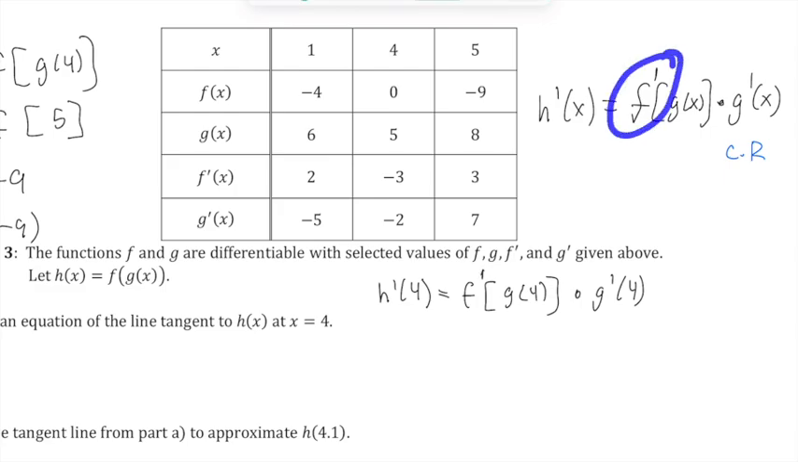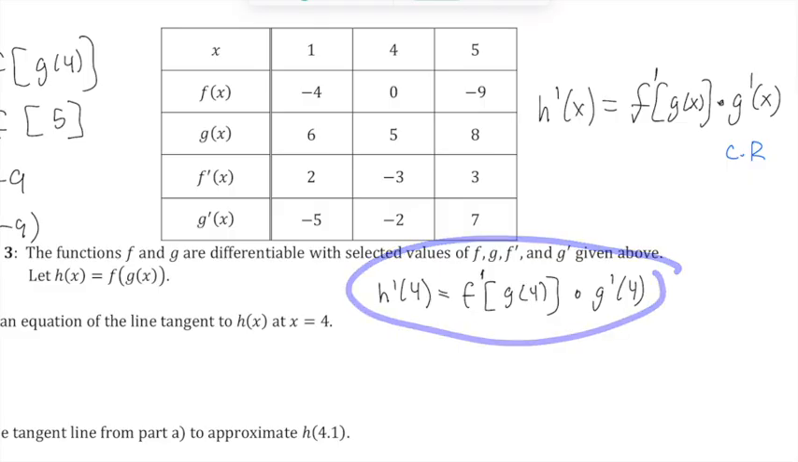Sorry, I goofed up. I was supposed to put a derivative here. I missed that derivative. It's the derivative of f of g of x and then times the chain rule there. So I forgot to put the derivative here. So again, now let's plug in 4.